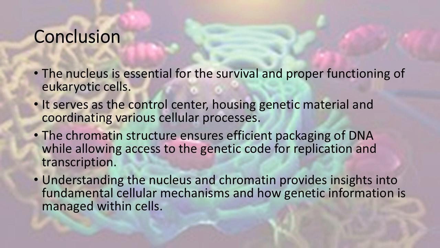Conclusion. The nucleus is essential for the survival and proper functioning of eukaryotic cells. It serves as the control center, housing genetic material and coordinating various cellular processes. The chromatin structure ensures efficient packaging of DNA while allowing access to the genetic code for replication and transcription. Understanding the nucleus and chromatin provides insights into fundamental cellular mechanisms and how genetic information is managed within cells.